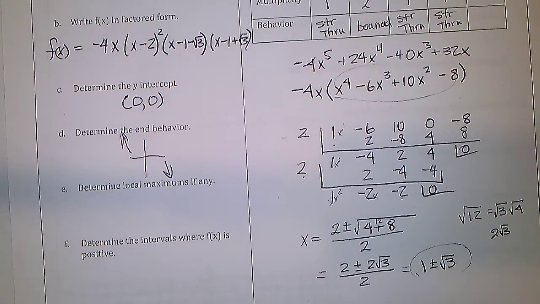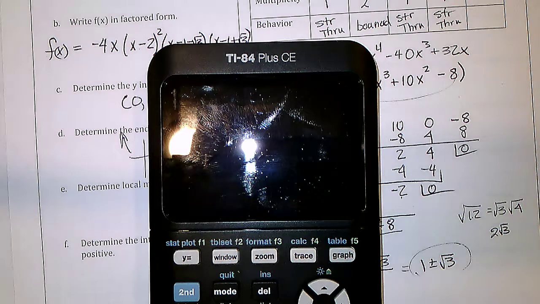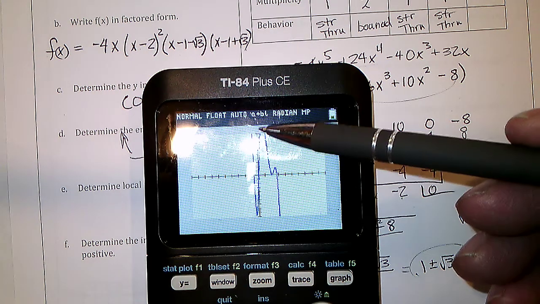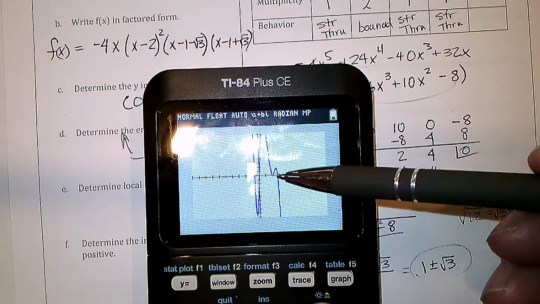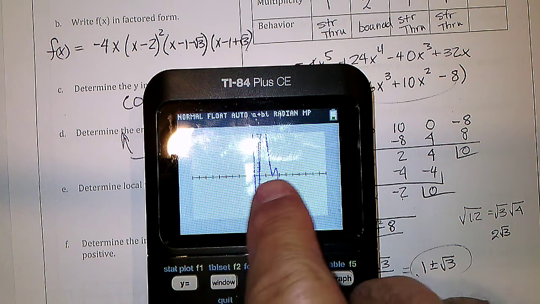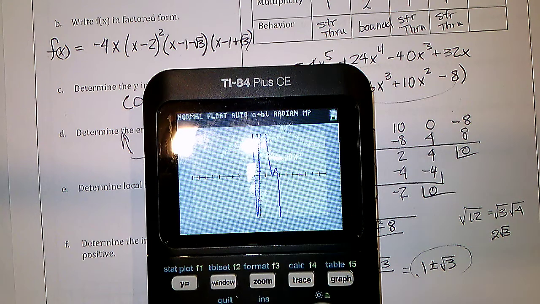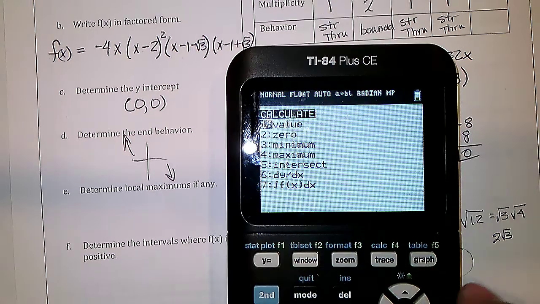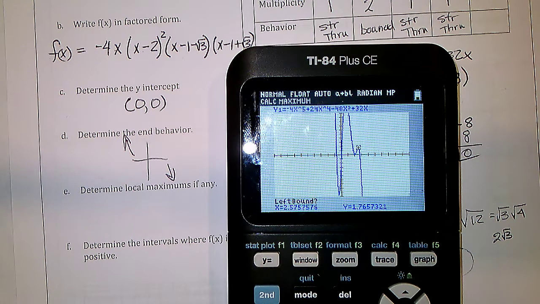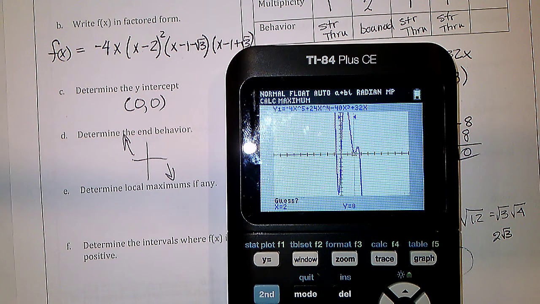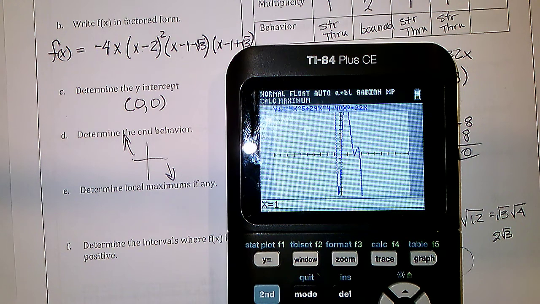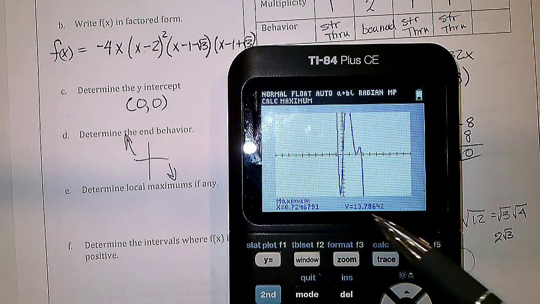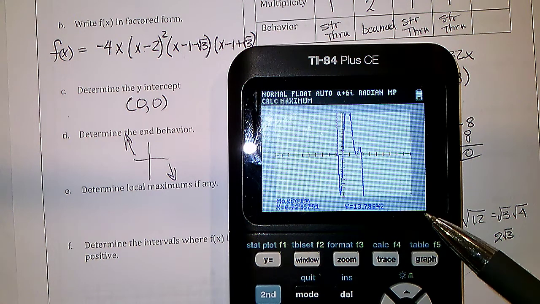Local maximums. Well, let's go back to the calculator here. We can see it came down, so there's a minimum, then it went up to a maximum, down, and to another maximum. So there's 2 of them. One in here somewhere between 0 and 2. So to find that, I'm going to go second calculate the maximum between 0 and 2, and I'm just going to guess at about 1. And it says what happens at 0.72, but the maximum is 13.79.